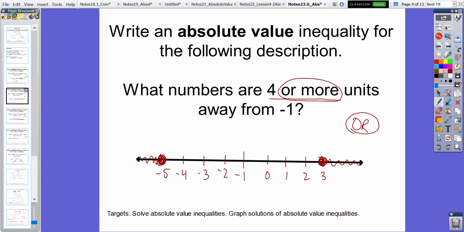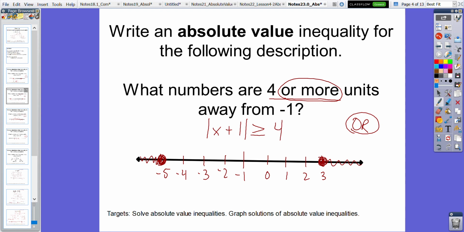We're looking at the second example, 4 or more units away from -1. Here's how we would write this. Because we want to do the absolute value of x minus something, but it's negative, we'd actually write it as x plus 1. And then because it's an OR inequality, it'd still be greater than or equal to, and how far we're going, that tells me, hey, that's going to give me a 4.